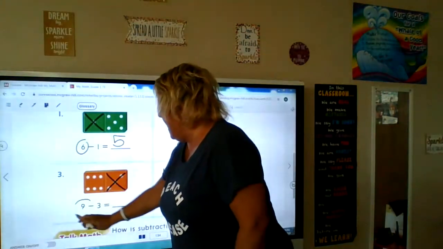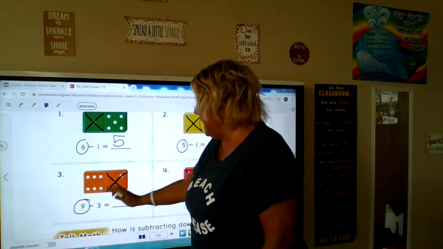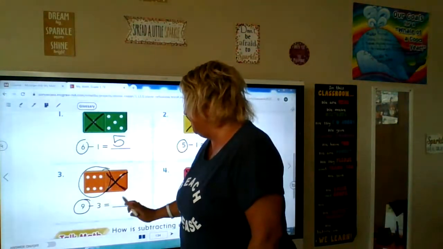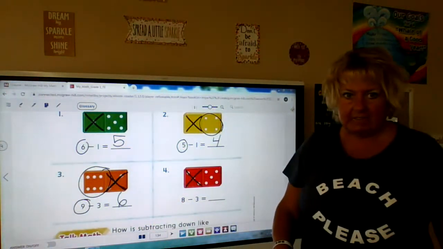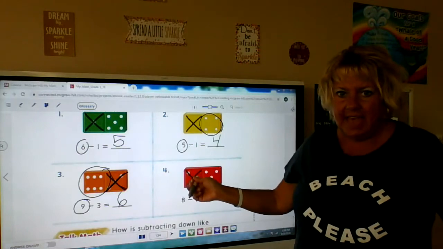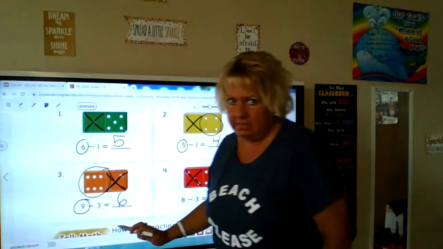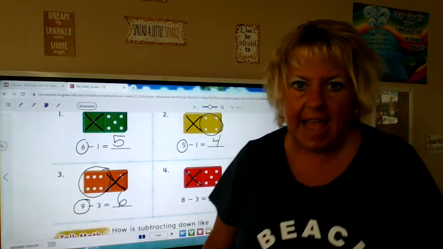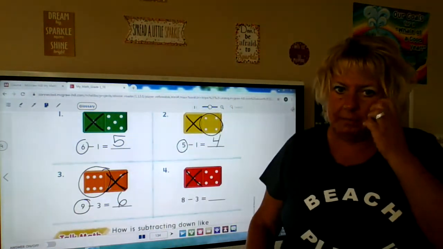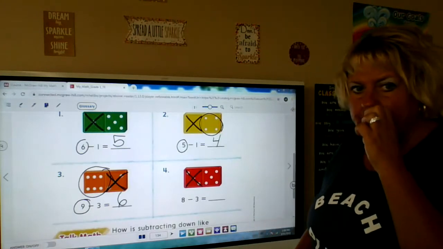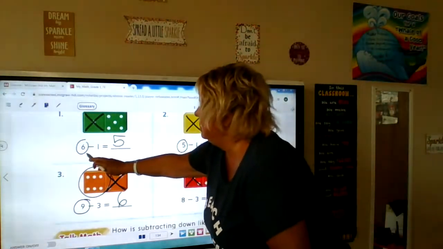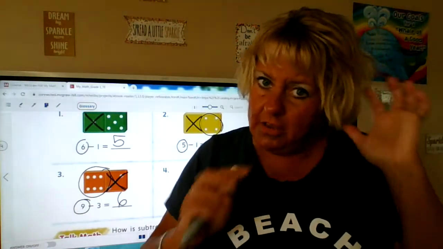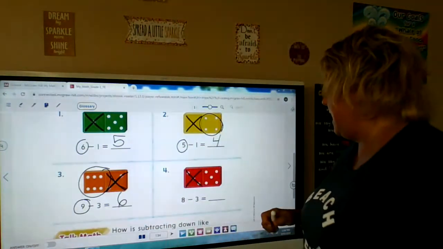The whole is 9. We're going to take away part, the 3. What part do we have left? 6. How can I check that? I can work backwards. 6 plus 3 is 9. That's right. So I must have subtracted correctly. Notice that the numbers we start with are the bigger numbers. They are the whole. Okay?